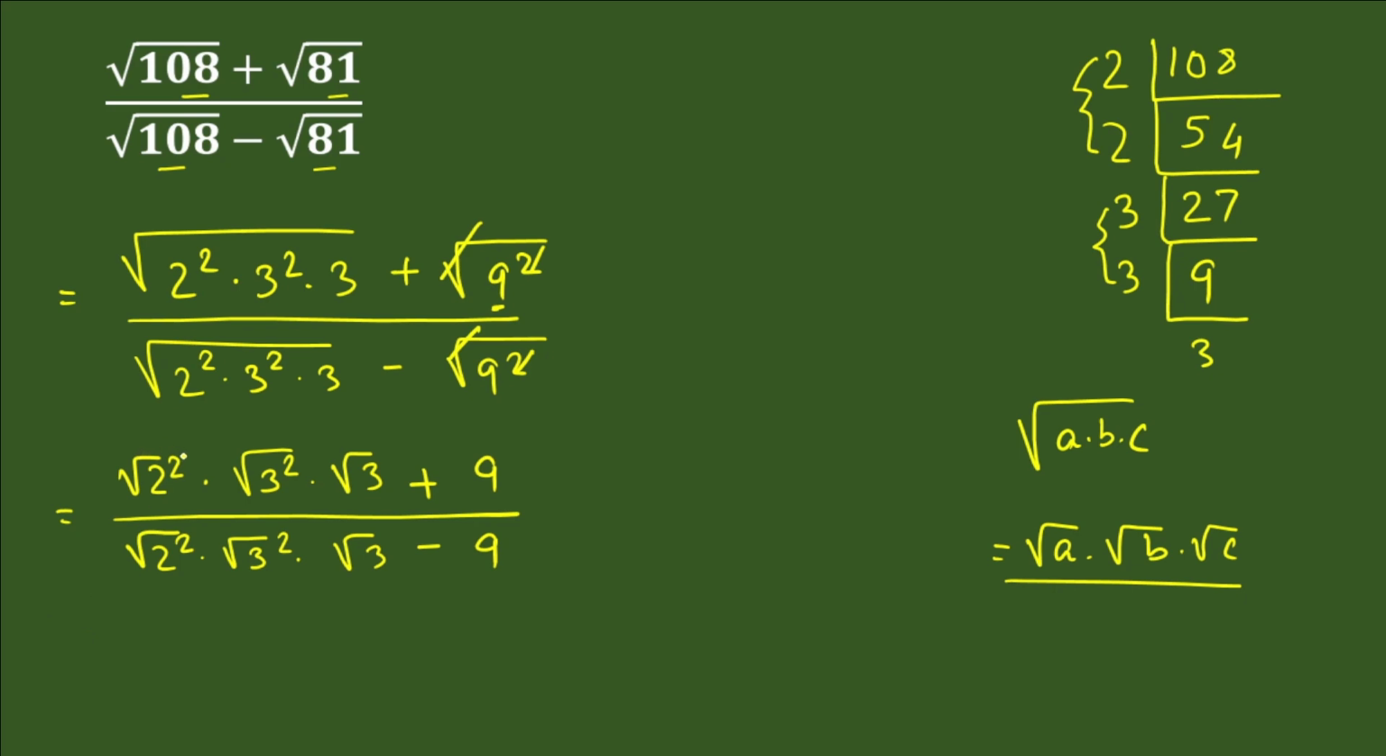Now let's simplify it. Here again square and square root will be cancelled. Similarly in the denominator the square root and square will be cancelled. Now in the numerator we have 2 multiplied by 3 multiplied by square root 3. 2 multiplied by 3 is 6, so 6 square root 3. Here we have plus 9 as it is, divided by the same value: 2 multiplied by 3 is 6 and square root 3. Here we have negative 9.